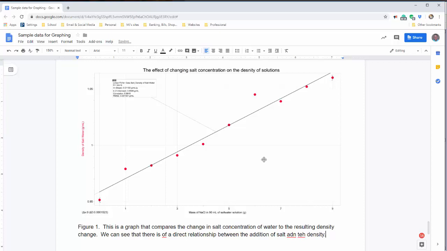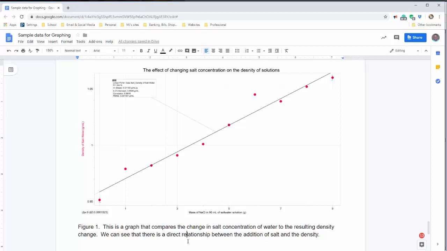Spelling is an issue here. Change it to, and change that to the. Maybe take that out. So there's a direct relationship between the addition of salt and the density. The word direct describes the type of shape we have here. There are two types of graph shapes for which we have names that you need to know. Direct is one of those two.